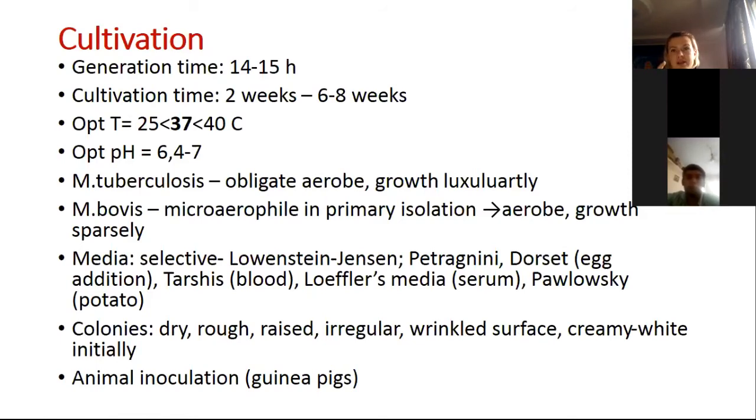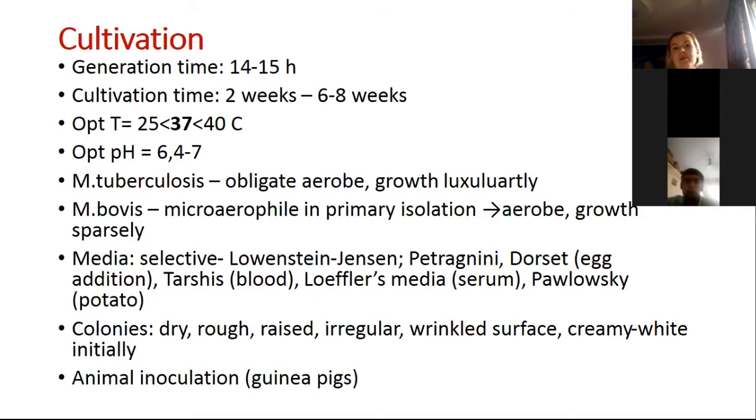If you remember, Escherichia coli, our bacteria from the colon, has a generation time of 20 minutes. Next, optimum temperature. This bacteria can grow from 25 degrees to 40, but the optimum temperature, the most favorable temperature, is 37. The pH is neutral to slightly acid.